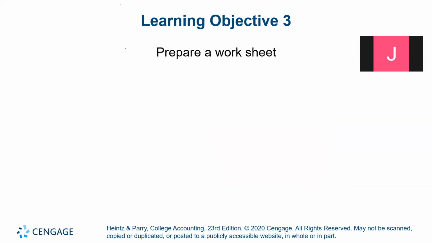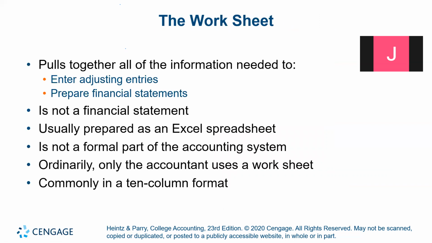So now we've done all this activity. Now we're going to prepare a big worksheet. It's going to pull together all this information, and we're going to use the worksheet to enter the adjusting entries and come up with the financial statements. This worksheet is just a piece of scrap paper. It's typically going to be an Excel spreadsheet. It's not a formal part of accounting. It's only for the accounting nerds to use, okay?